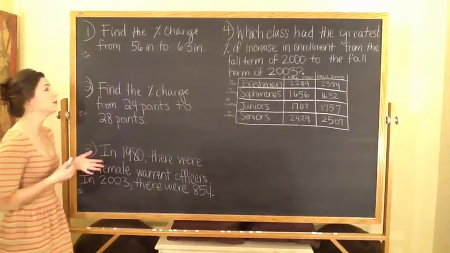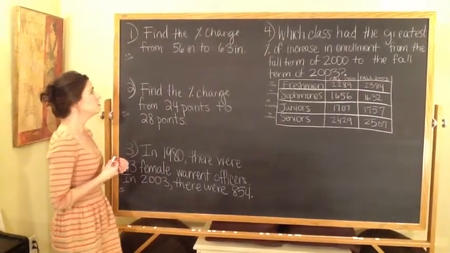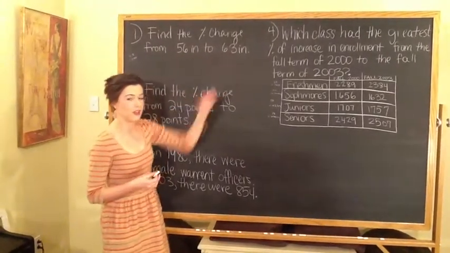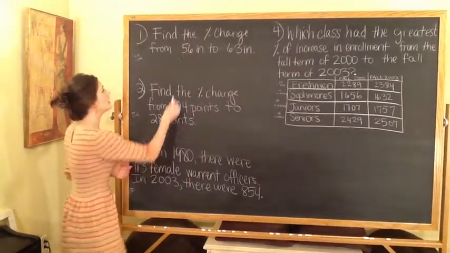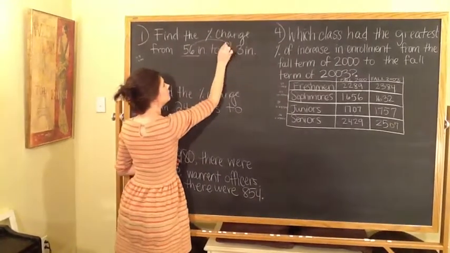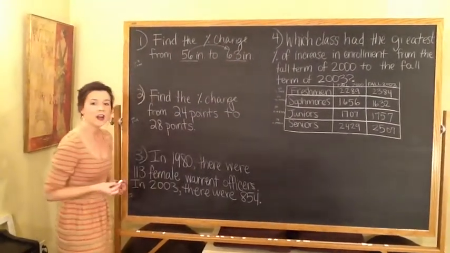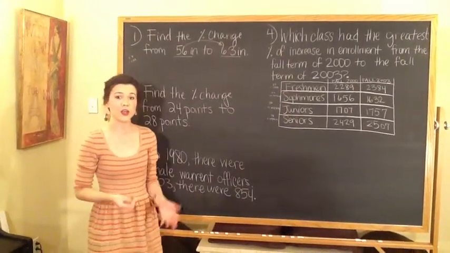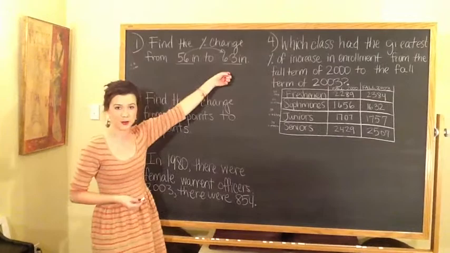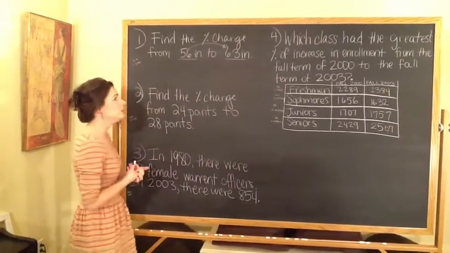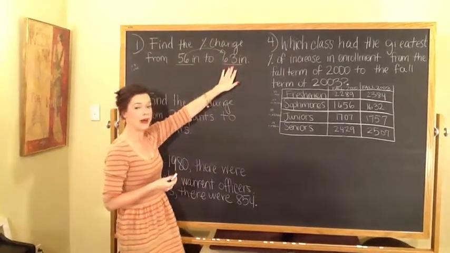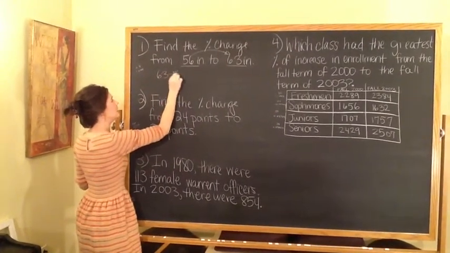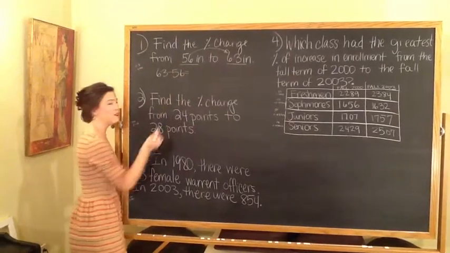Let's look at example number 1. It says find the percent change from 56 inches to 63 inches. The first step is that we're going from 56 to 63, so we know our percent change is increasing. It's positive. We know our answer is going to be positive because we're getting bigger. The next step is to subtract the old amount from the new amount. So we're going to do 63 minus 56, and we're going to get 7.